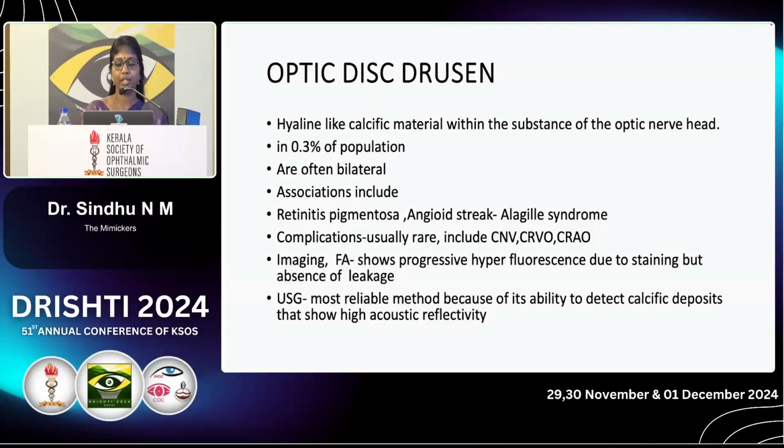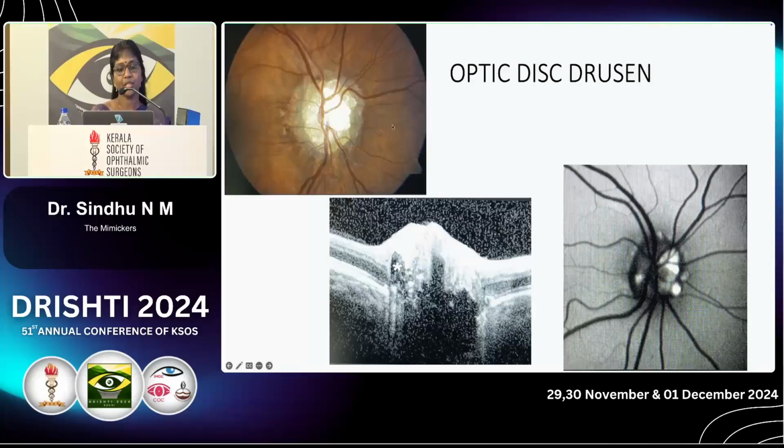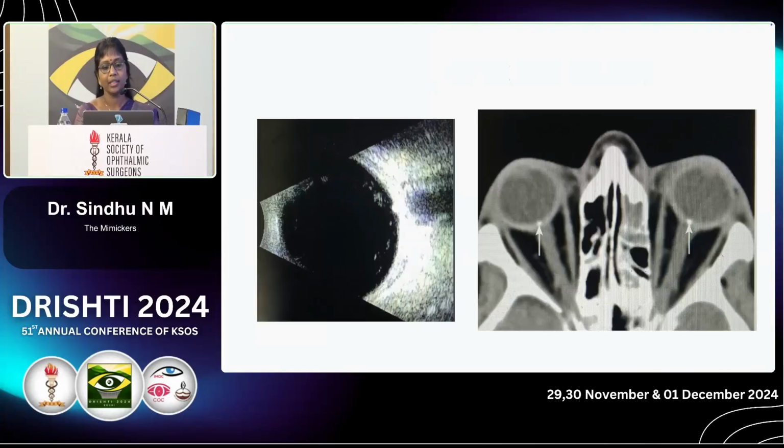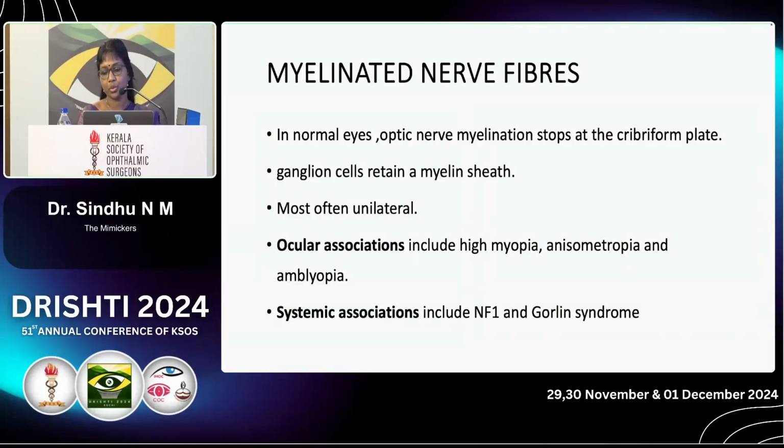Imaging: fluorescein angiography shows progressive hyperfluorescence due to staining but absence of leakage. Ultrasound is the most reliable method because of its ability to detect the calcific deposits that show high acoustic reflectivity. This is how the first picture shows. In fundus examination you can see the calcific depositions. OCT helps in delineating optic disc drusen. Fluorescein angiography and autofluorescence can also be used. CT is not usually diagnostic due to the radiation, but you can coincidentally see bilateral optic disc drusen.